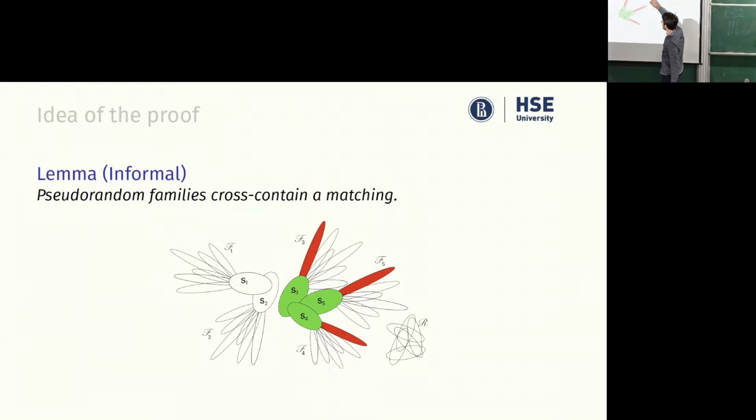And the idea is to use this informal lemma, but it can be obtained for different notions of pseudo-randomness. You prove that pseudo-random families cross-contain a matching. I mean, you can choose disjoint sets in these pseudo-random families such that attaching them to sets from S calligraphic, you will get a forbidden configuration. So S3, S5, and S4 on the picture form a forbidden configuration.